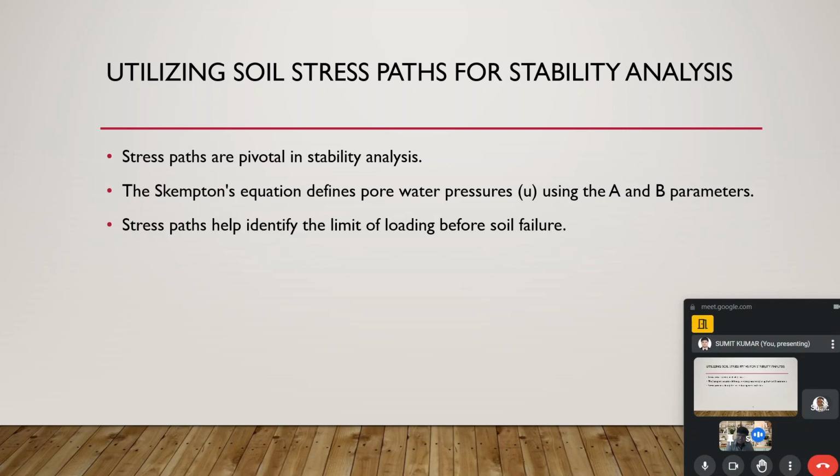So the stress path helps in identifying the limits of loading before soil failure. The basic aspect we are studying is to get the value of the strength of soil, so that we apply stress only up to that limit, before which the soil doesn't fail. Because if we apply more than that load, the soil will fail, and hence problems will arise for us.